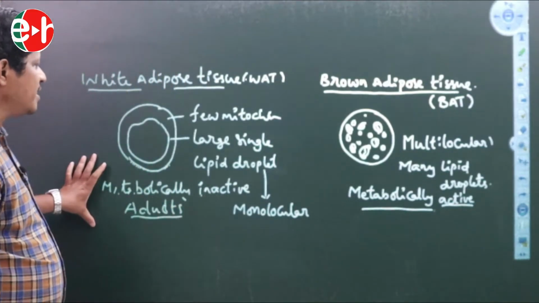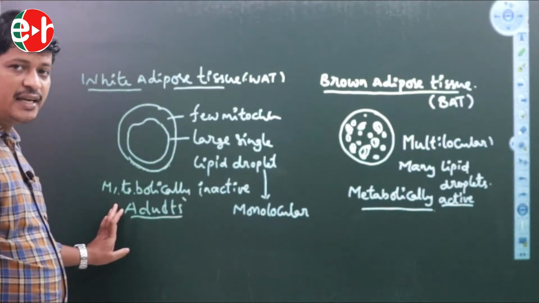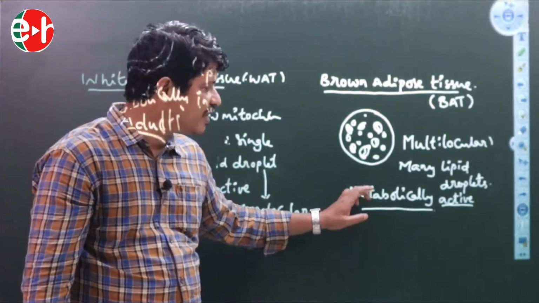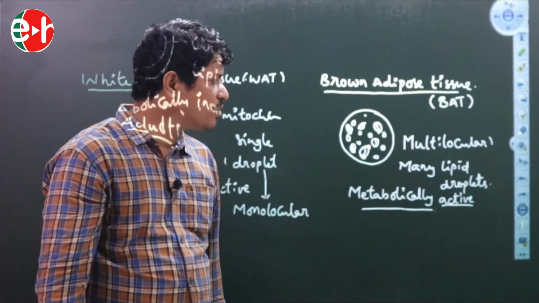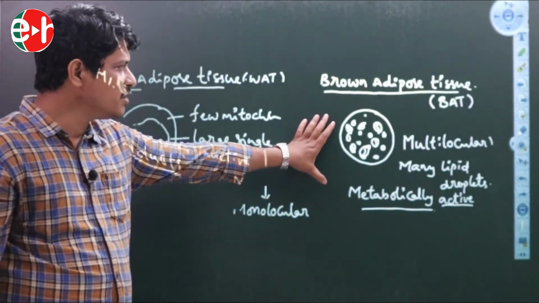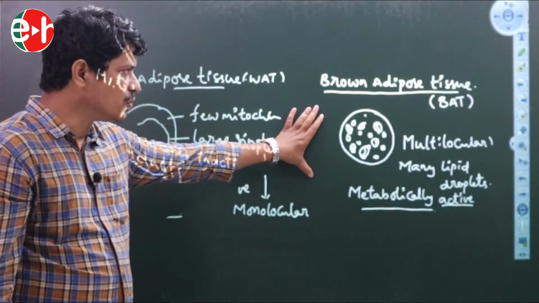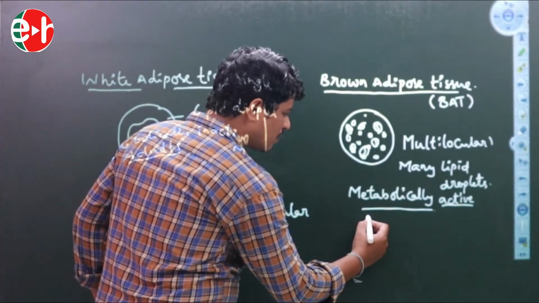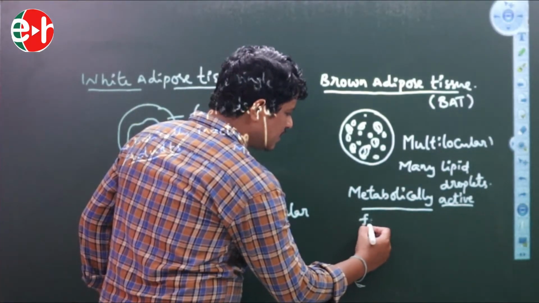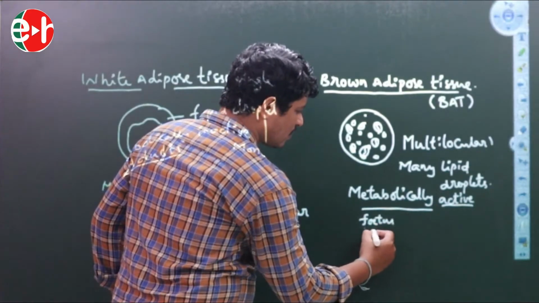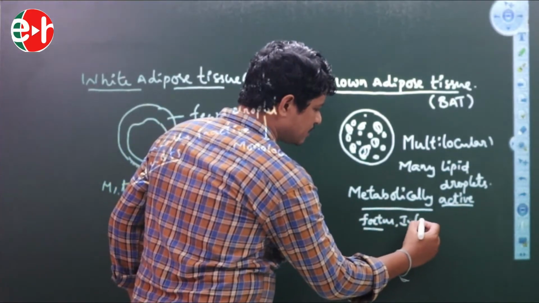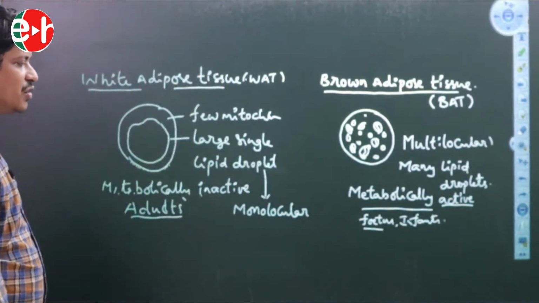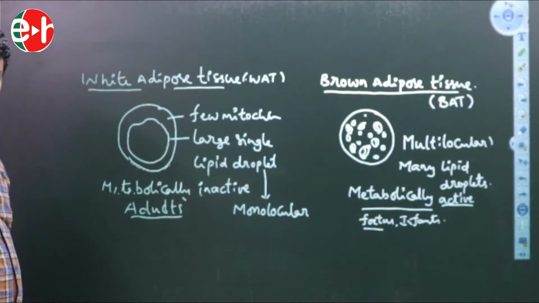See, this white adipose tissue is metabolically inactive, but the brown adipose tissue is metabolically active due to the presence of a large number of mitochondria. The mitochondria are more than in the white adipose tissue. This is brown adipose tissue. It is found in fetuses and infants. It is metabolically active. Clear?